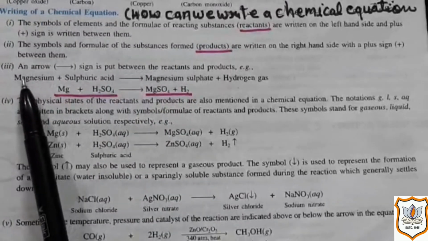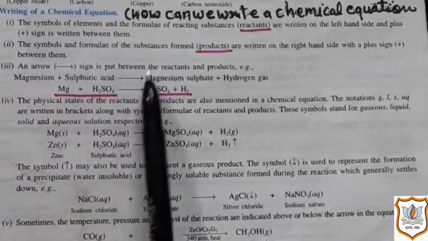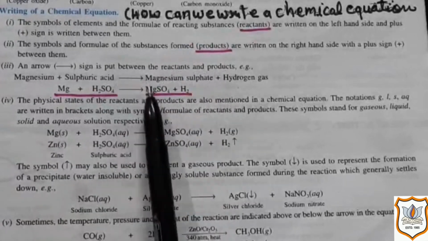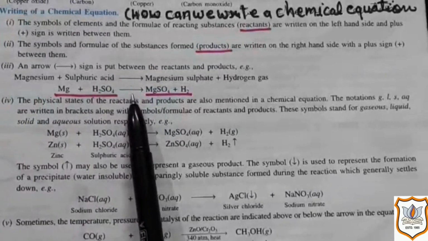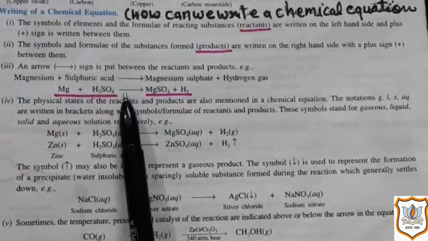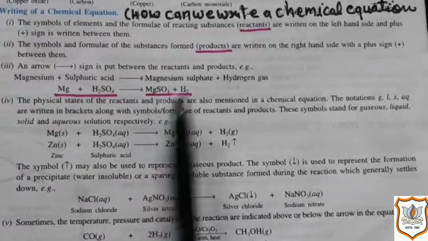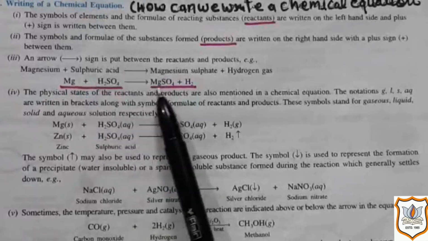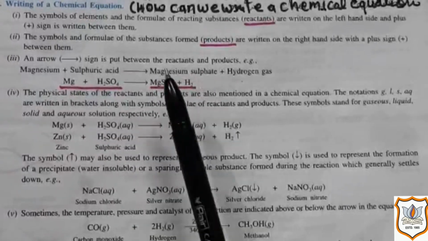In the third step, an arrow is put between the reactants and products. We can see here this arrow, which shows the direction of the chemical reaction. Student, here we can see that Mg and H2SO4 are the reactants and MgSO4 and H2 are the products.